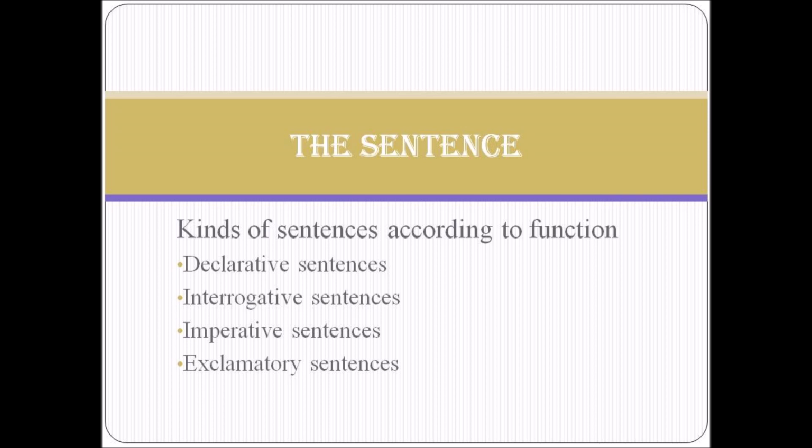Let's have a quick recap of this chapter. What we have learned today. We have learned what are sentences, what are the kinds of sentences according to the functions, in which we have learned about the declarative sentences and its two kinds, positive and negative. We have also learned about interrogative sentences, which have four kinds, such as yes-no questions, WH questions, tag questions, choice questions. Then we have learnt about the third kind of sentence, that is imperative sentences, and exclamatory sentences.